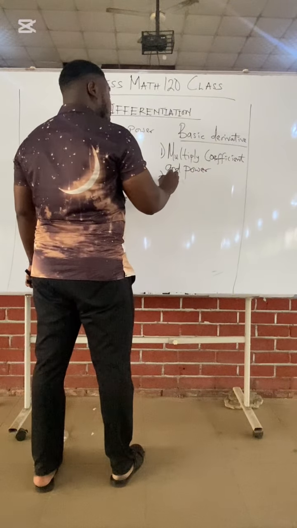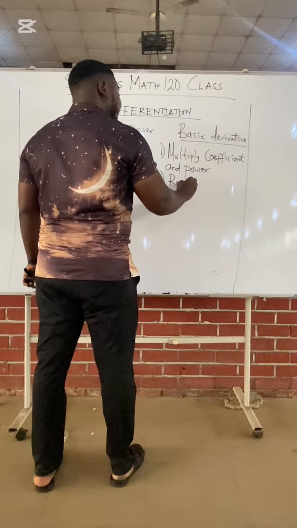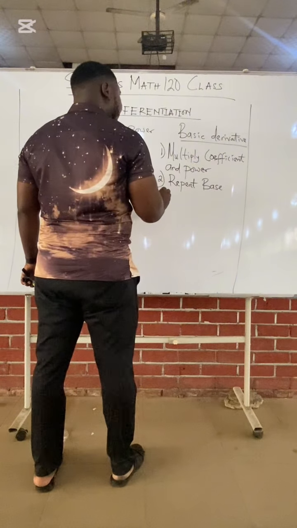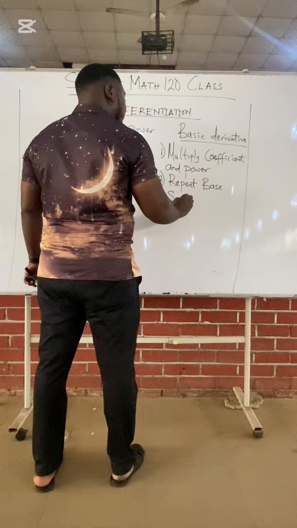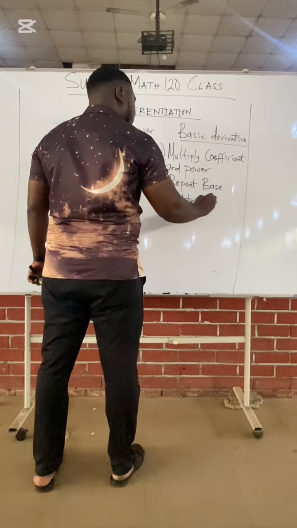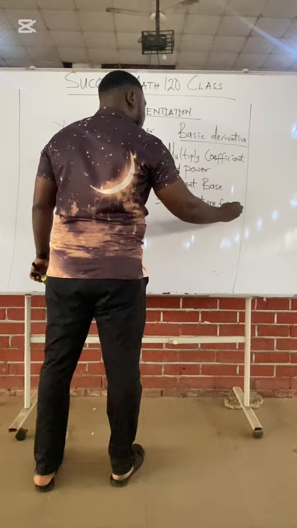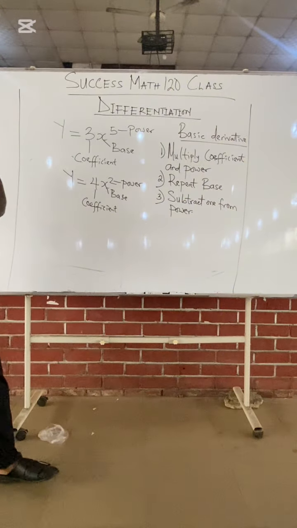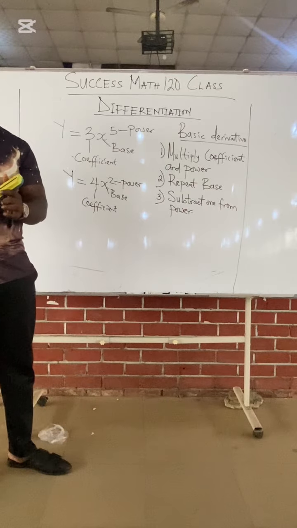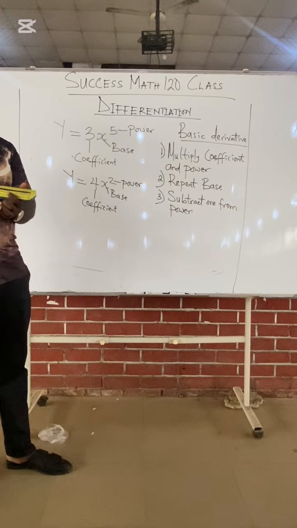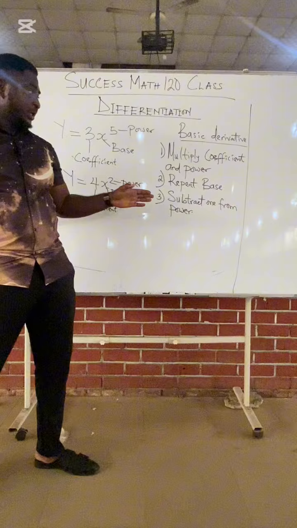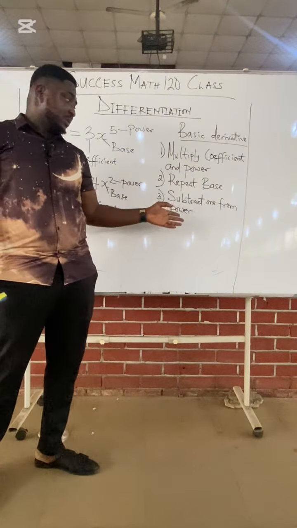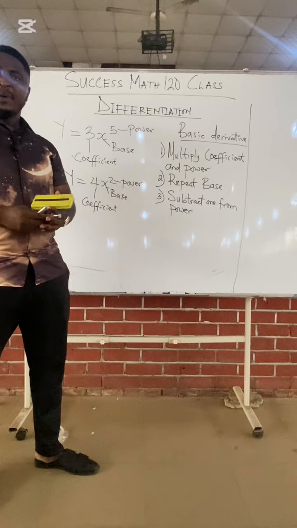Step 2, repeat the base. And step 3, subtract 1 from the power. Class, these are the 3 simple steps for basic simple differentiation. 1, multiply coefficient and power. 2, repeat the base. 3, subtract 1 from the power.